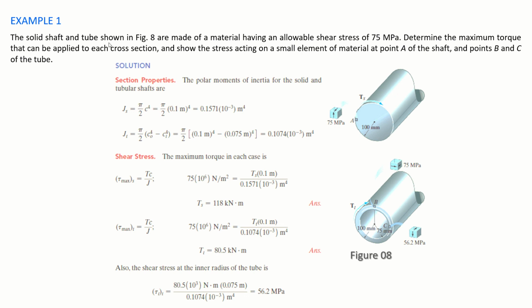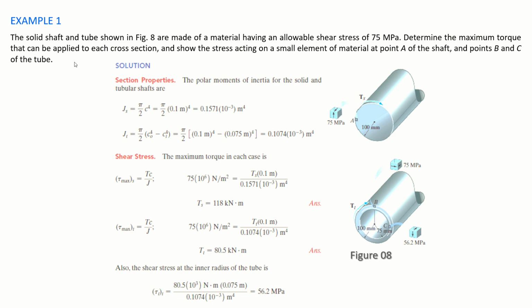Now the solid shaft and tube shown in figure 8. This is a solid shaft and this is a tubular shaft, right? So the J will be different for both of them. They are made of a material having an allowable shear stress of 75 megapascal. Now allowable shear stress is given, tau maximum, right? Determine the maximum torque T required that can be applied to each cross section, and show the stress acting on a small element of material at point A on the shaft.